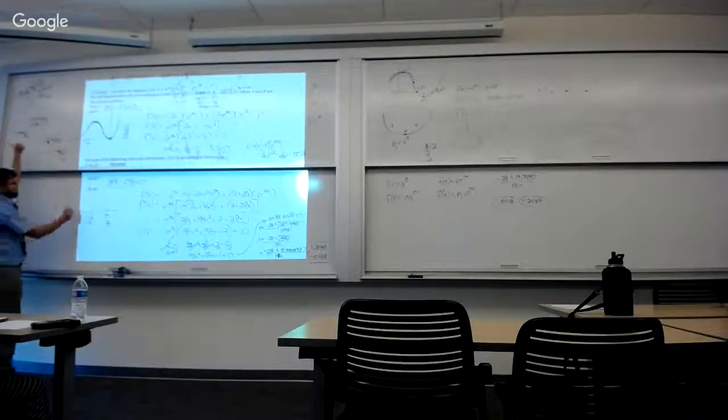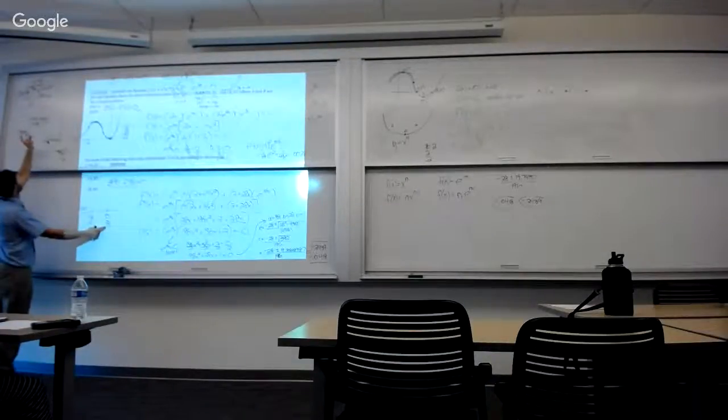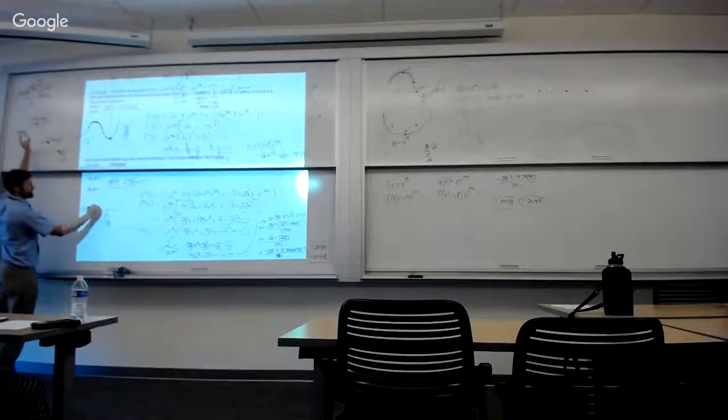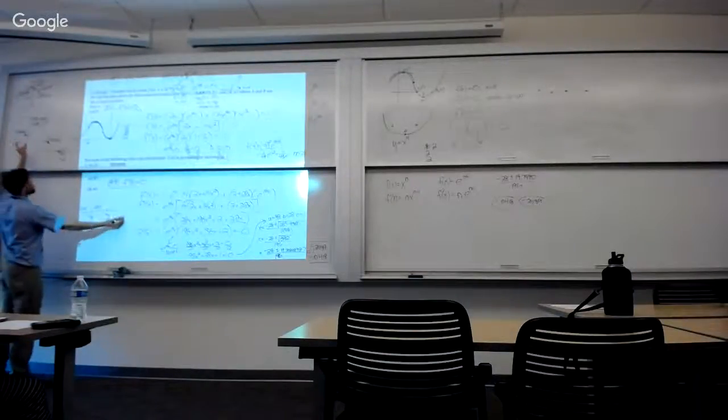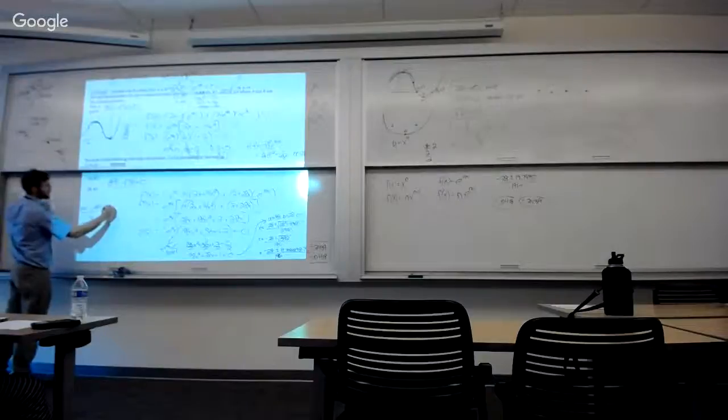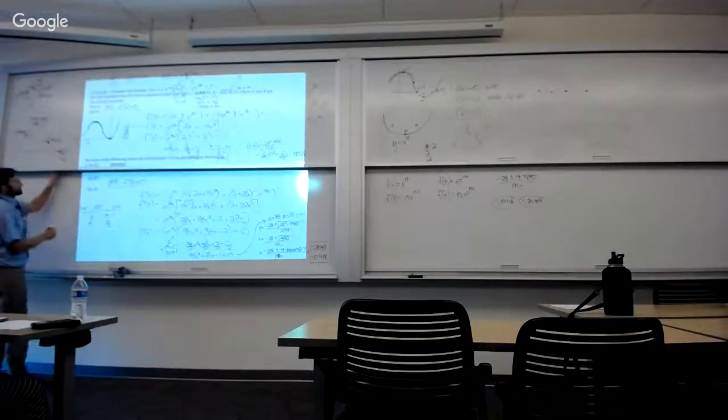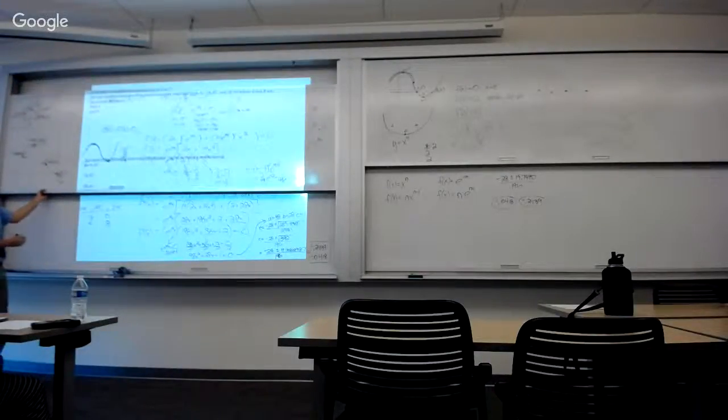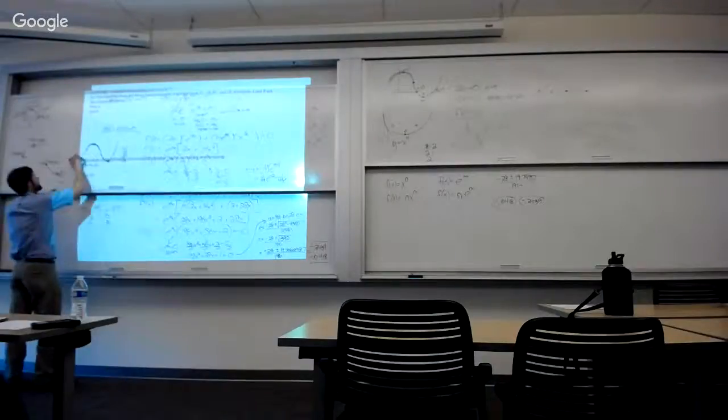To the left of negative a seventh, it's increasing. Right? And then what about between negative a seventh and 0? Between negative a seventh and 0, it's decreasing. And then what about to the right of 0? It's increasing.